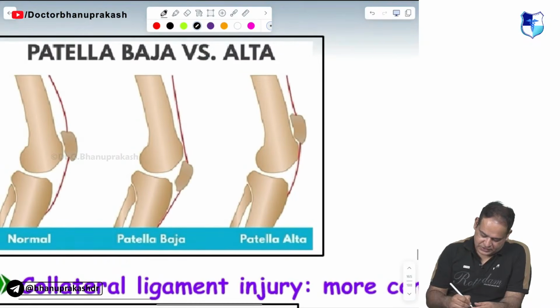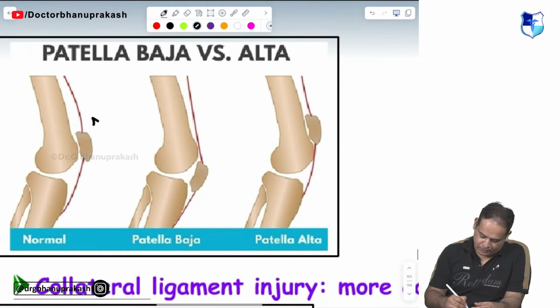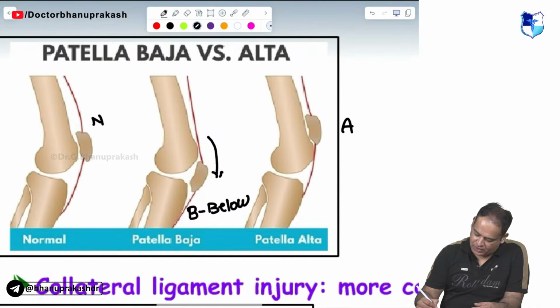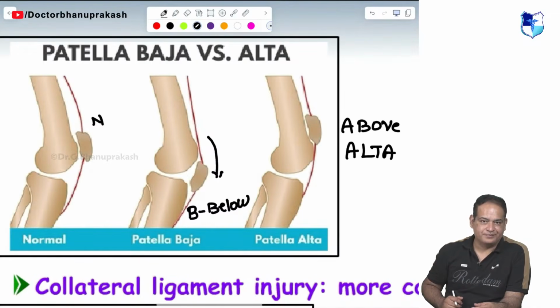Now, this is the normal position of patella. If it is below, this is called patella baja. So, B for below. Fine. If it is above the joint, it is called alta. A for above, A for alta. Right?